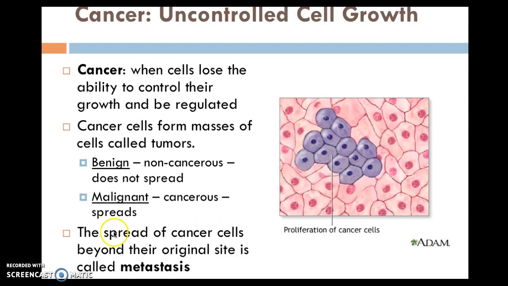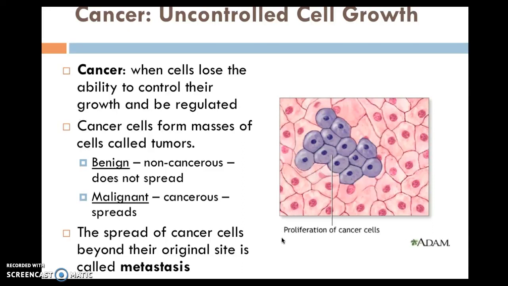Okay, so the spread of cancer cells beyond their original site is called metastasis. If someone said the cancer has metastasized, that usually means the cancer has moved beyond the original tumor, the original site, and has spread to a different part of the body. And again, this is not a good thing because it usually means it's harder to treat, because you have to look at multiple areas of the body at once as opposed to just treating one smaller original site.